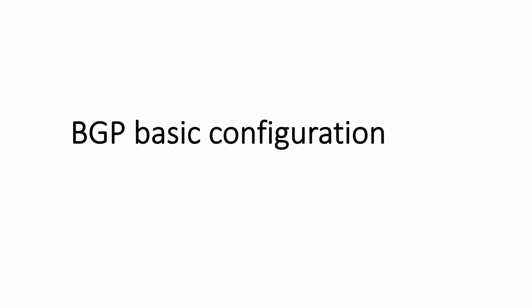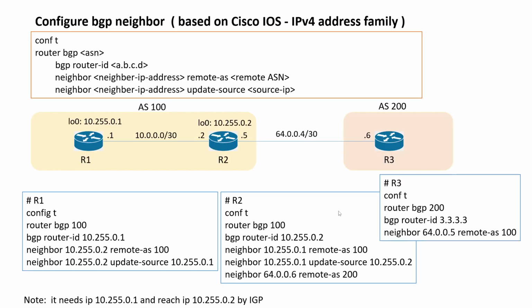In this video, we are talking about the BGP basic configuration. This basic configuration is based on the Cisco IOS. So here's the configuration. The first thing is to configure the BGP neighbor. This configuration is based on the Cisco IOS in the IPv4 address family, since different IOS versions or different platforms have different commands.